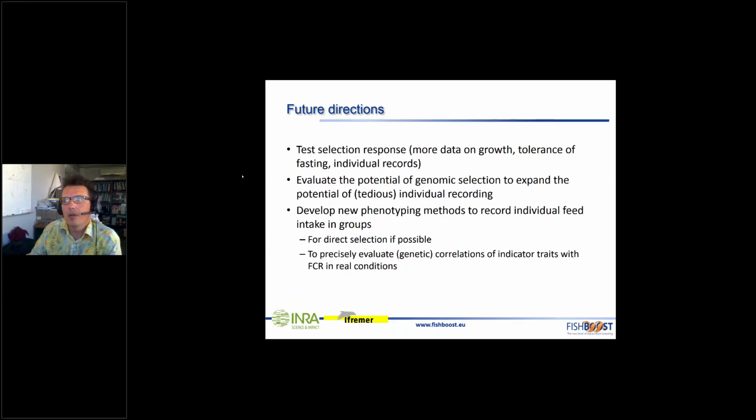Maybe if we are able to select fish for losing little weight at fasting and at the same time controlling fat, for example, with a fat meter to avoid too much increase in fat, we will get even better gain. I don't know, but we are really in the initiation of this, but we are very happy to see that we could get some response to selection.